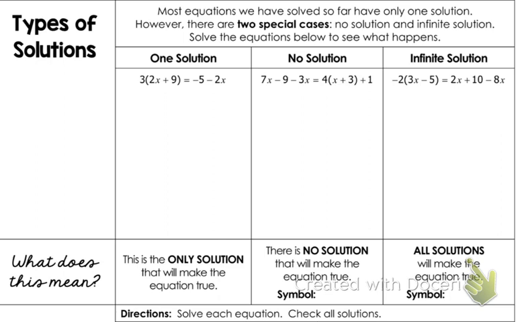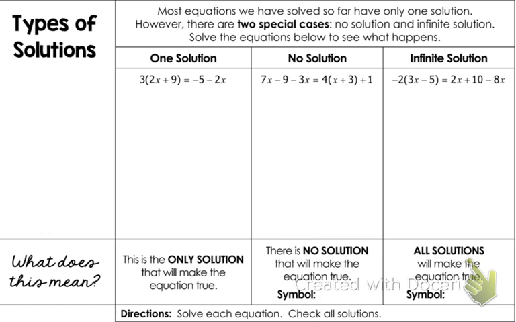So most equations we have solved so far only have one solution. In fact, all the things we've done had one solution, except for if I took the square root of both sides. It had 2 solutions, that are plus or minuses. However, there are 2 special cases. You can have no solutions, so nothing works. And you can have infinite solutions, which means whatever I plug in will work. Let's see what those cases look like.